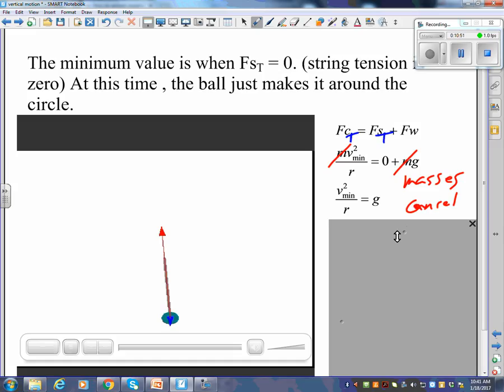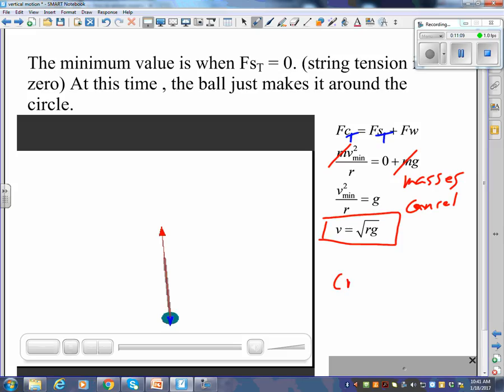And if I want to write it for v min, how do I rearrange that? Multiply both sides by r, and I take the square root, and you get v equals the square root of rg. This is known as the critical velocity. And if we went back to the video, you would see that formula on the professor's whiteboard. You wouldn't see it in its entirety, but you would know that that's what he's talking about.